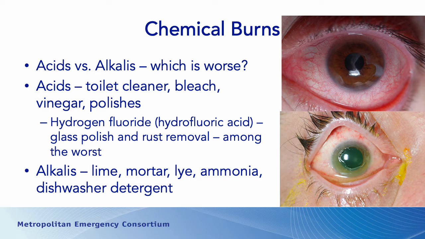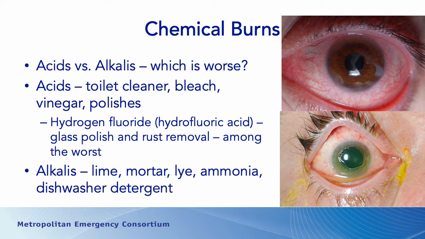Acids tend to be things like toilet bowl cleaners, bleach, vinegar, polishes. Hydrogen fluoride or hydrofluoric acid is an acid, but it's really in the ultimate of the bad boy club. It is very acidic, very damaging. It continues to penetrate through tissues and causes a lot of pain. We commonly see hydrofluoric acid used as a glass polisher or a glass etcher, and it's often used in rust removal materials that you might find in a body shop.